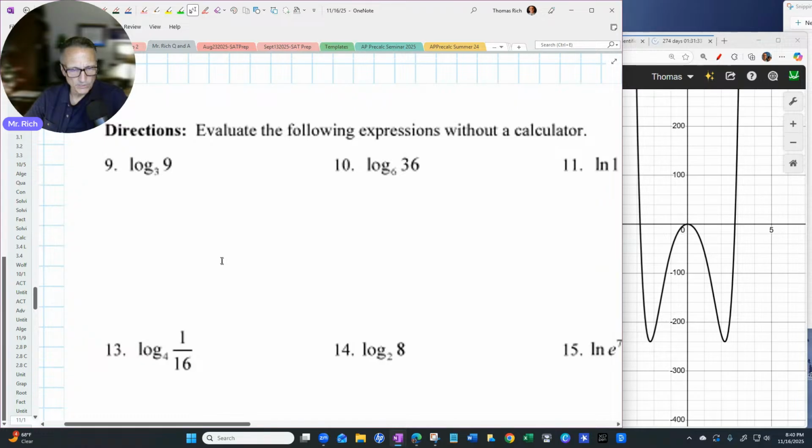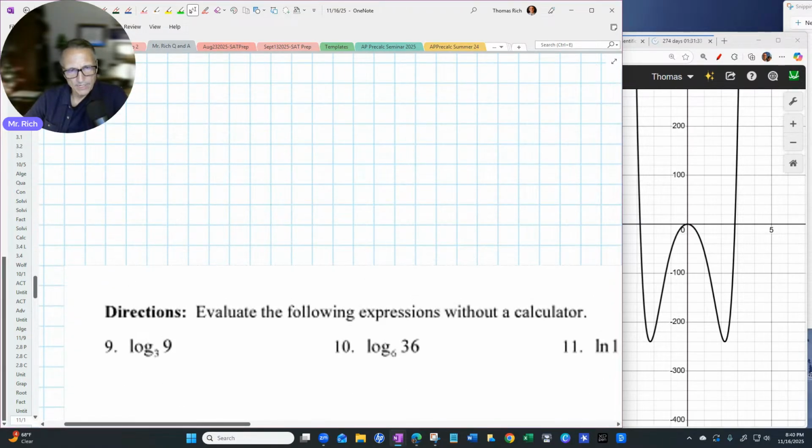These are all logs that could be expressed by knowing the properties of logarithms. And I'm going to explain logarithms like we would really explain them in AP Pre-Calc. Logarithms are inverse operations of exponential functions. So what does that mean, an inverse operation of an exponential? So what I mean is this.